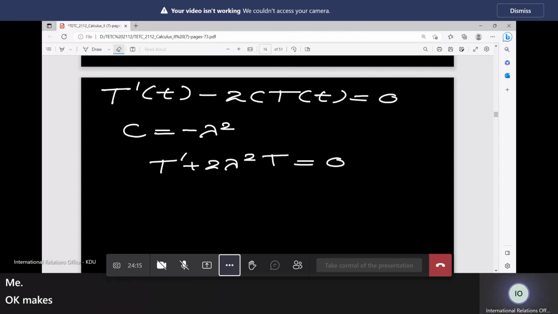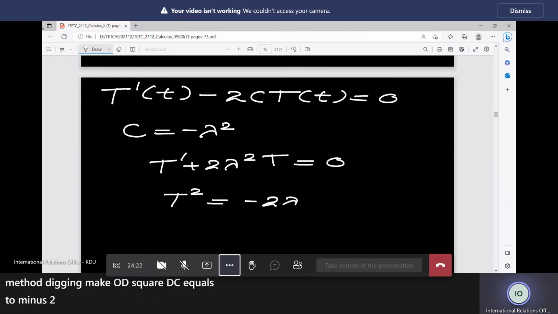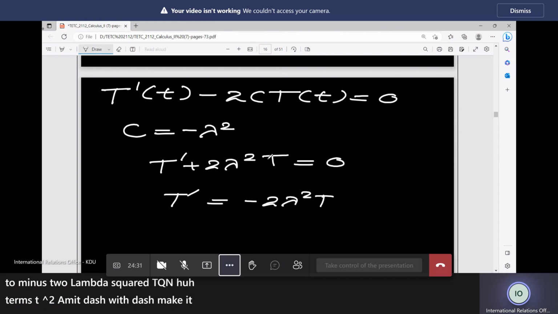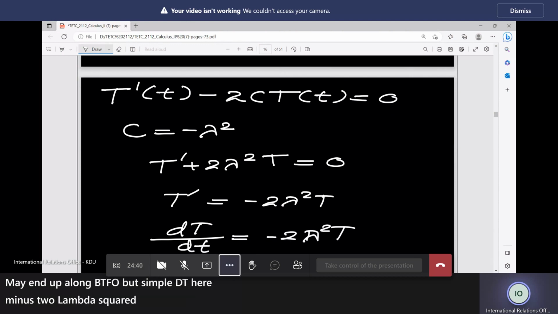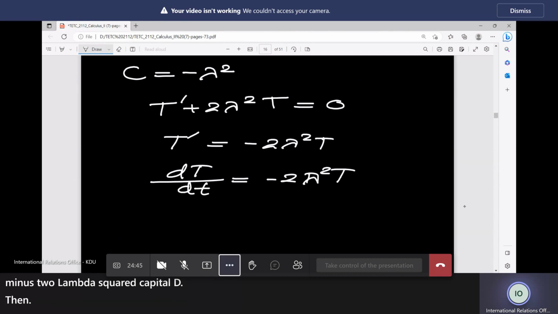Okay, we solve this using the variable separation method. This is an ODE, where T dash equals minus 2 lambda squared T. We can write T dash as dT over dt, equal to minus 2 lambda squared capital T. Then we bring the T terms to one side.